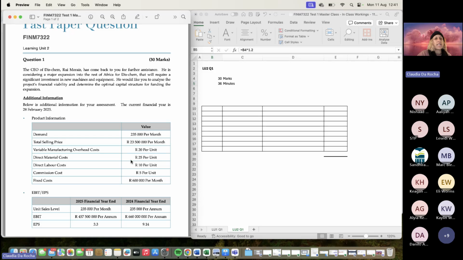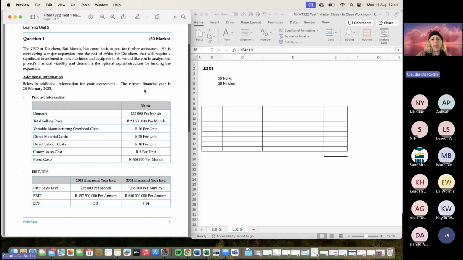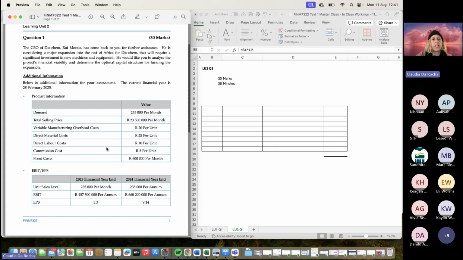So it says the CEO of Discam, Roy Murray, has come back to you for further assistance. He is considering a major expansion into the rest of Africa for Discam that will require a significant investment in new machines and equipment. He would like you to analyze the project's financial viability and determine the optimal capital structure for funding the expansion. And then we have additional information as at 28th of February 2025, the current financial year.